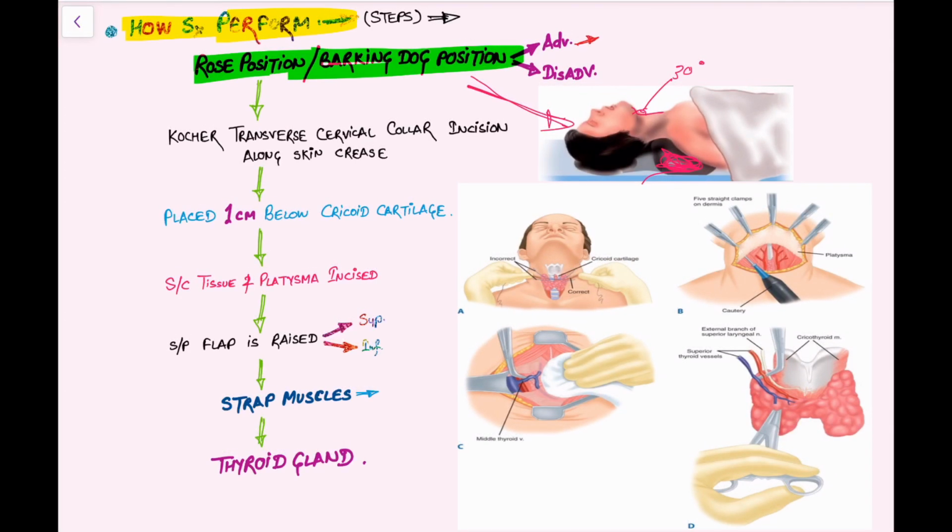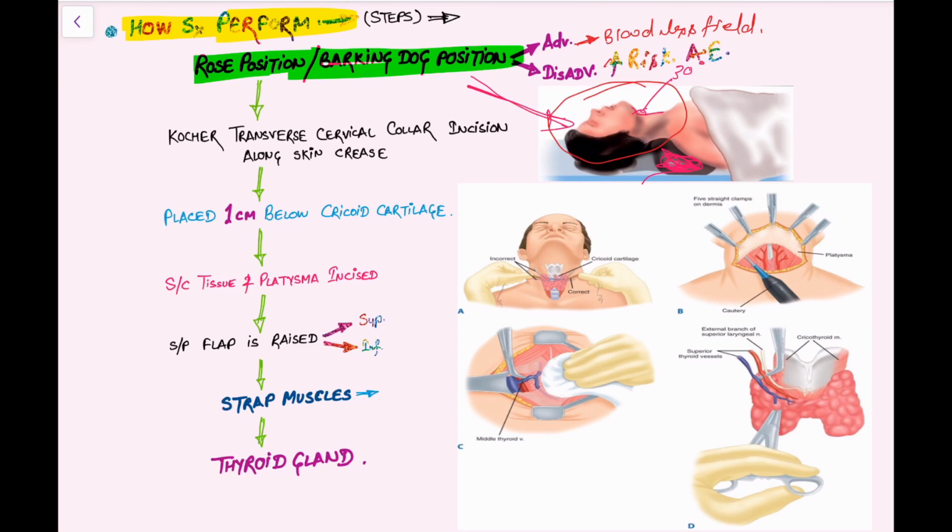And what is the advantage of Rose position or barking dog position? In this case bloodless field occurs. And what is the disadvantage of this position? Disadvantage is it will increase risk of air embolism.